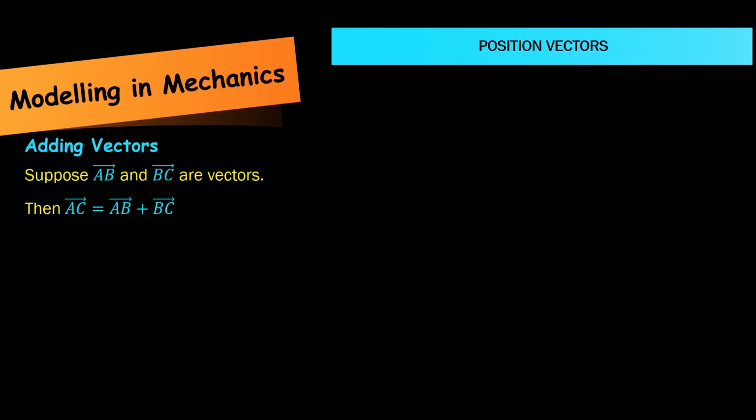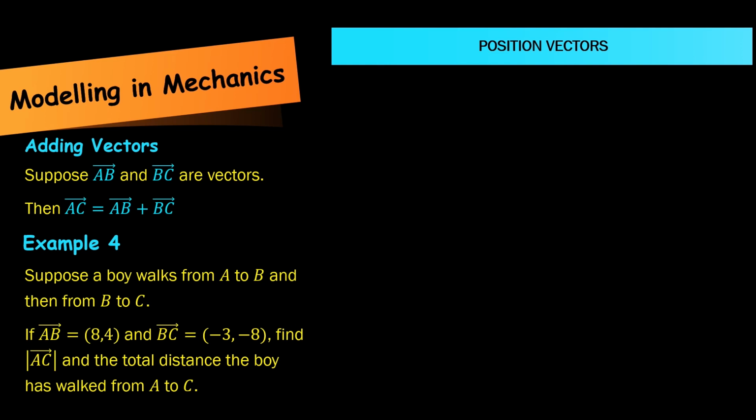We're now going to look at adding vectors. Suppose AB and BC are vectors, then AC equals AB plus BC. Let's now take a look at an example. Pause the video and have a go. Press play when you're ready to view the solutions.